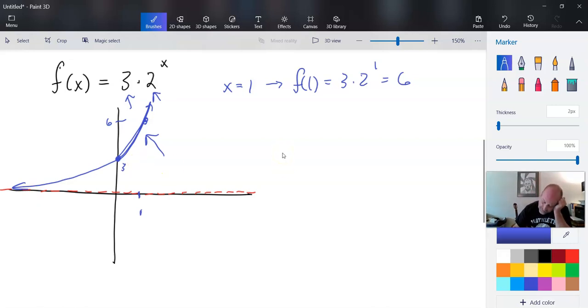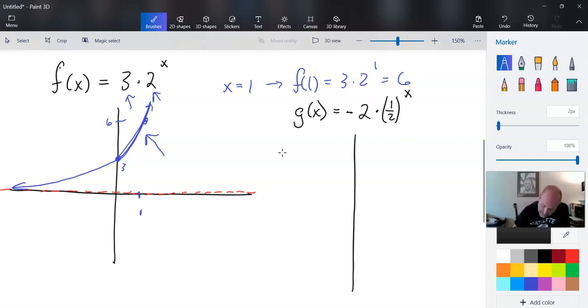And if I look at another one here, let's say I take a function g of x, and g of x is equal to negative 2 times 1/2 to the x. Okay, so let's take a look at what we have here. Now, you could be thinking, hey, that's a negative. That's going to flip the graph upside down. And you'd be thinking absolutely correctly.